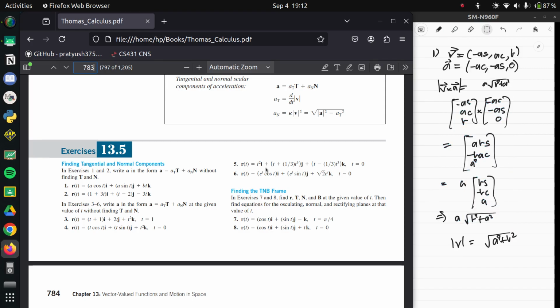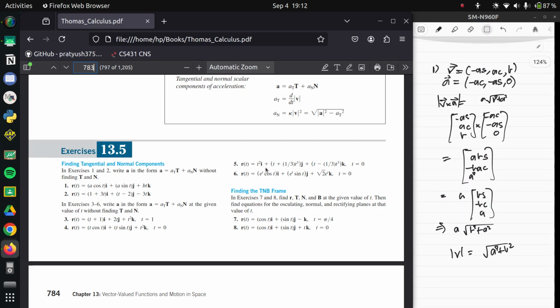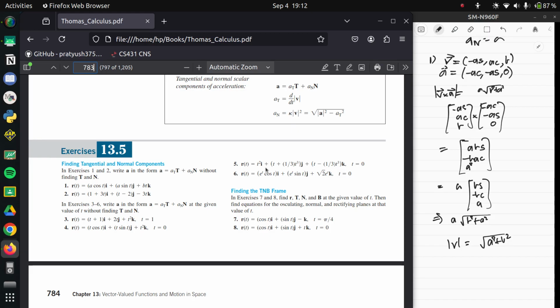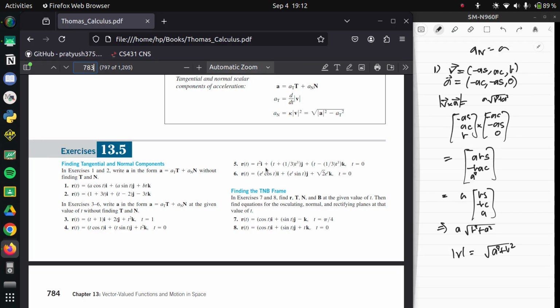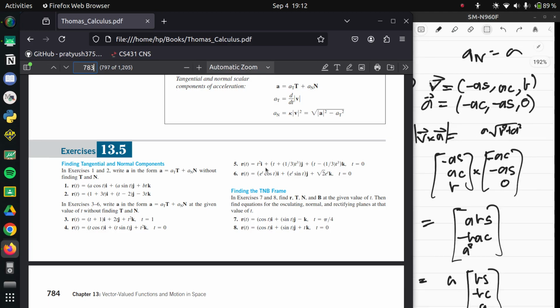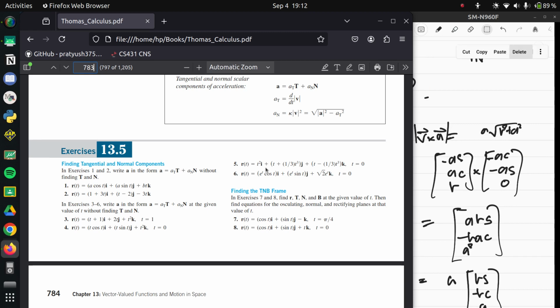Okay, what else did we want? We wanted the normal acceleration directly, so a_n is just equal to a. What about the tangential acceleration? The magnitude of v we already figured out, it's just the square root of a squared plus b squared. It's constant. What does that mean? Tangential is just 0. Okay, next.